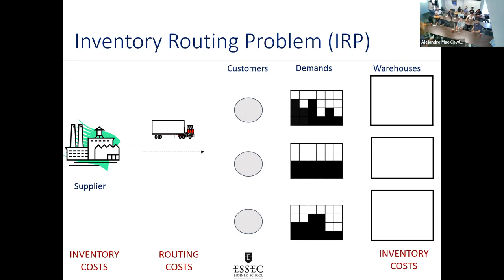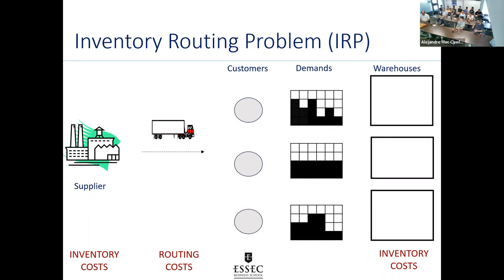Let me start with the description of the setting of the problem. What is the inventory routing problem? What is the problem about? The setting of the problem is the following. We have a single supplier that produces one commodity, and this commodity has to be distributed from the supplier to the customers of the supplier. You can see the customers as a set of retailers who in turn place their own demand of the same commodity, and they have to satisfy this demand through the products that are delivered to them by the supplier.